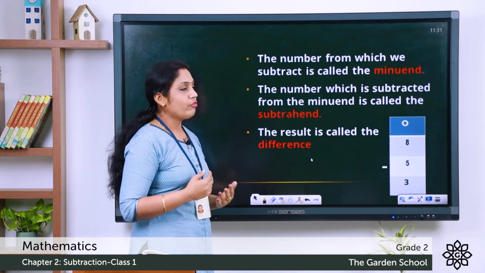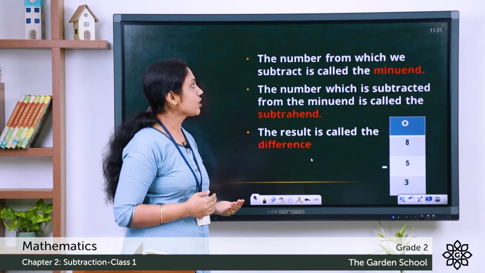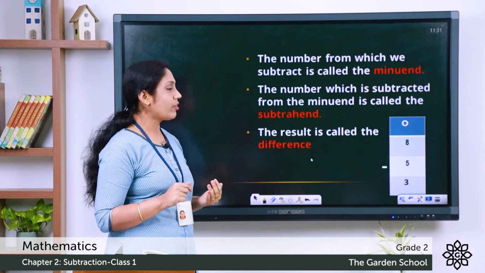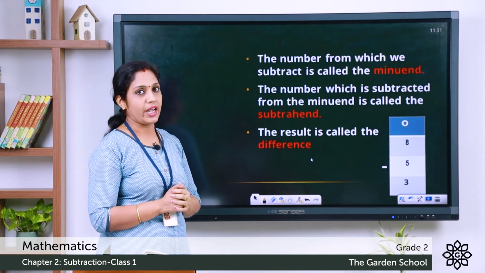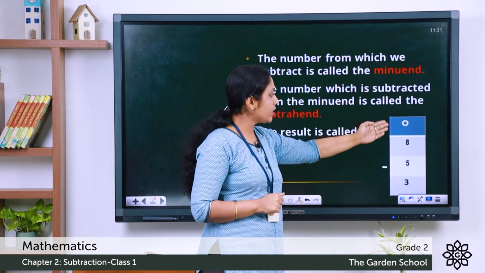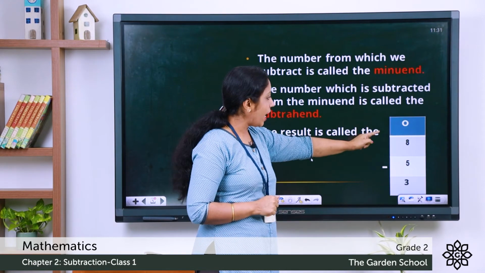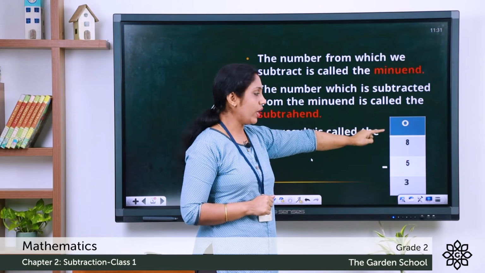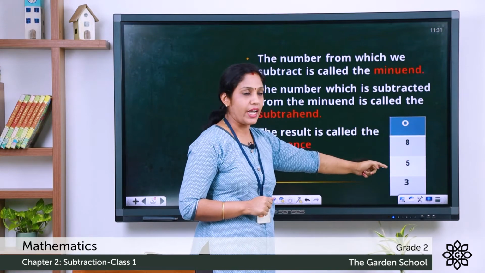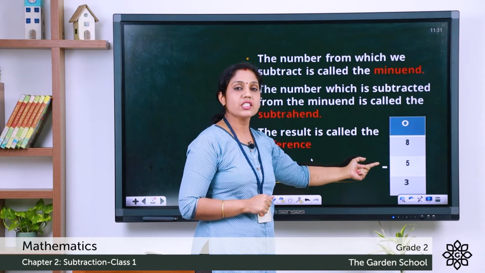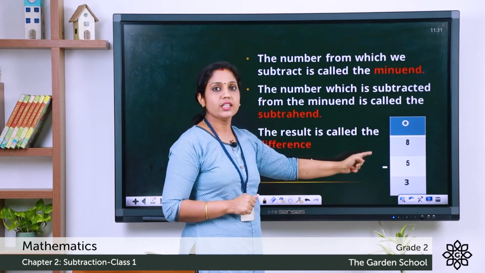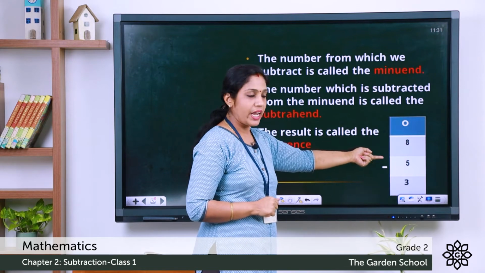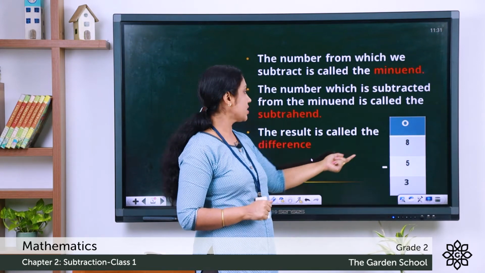The number from which we subtract is called the minuend. The number which is subtracted from the minuend is called the subtrahend. So here we have 8 and 5. So 8 is called the minuend. The first number is the minuend, 5 is the subtrahend, and the answer that we get is called the difference. So here 3 is the difference. 8 minuend, 5 subtrahend, and 3 is the difference.